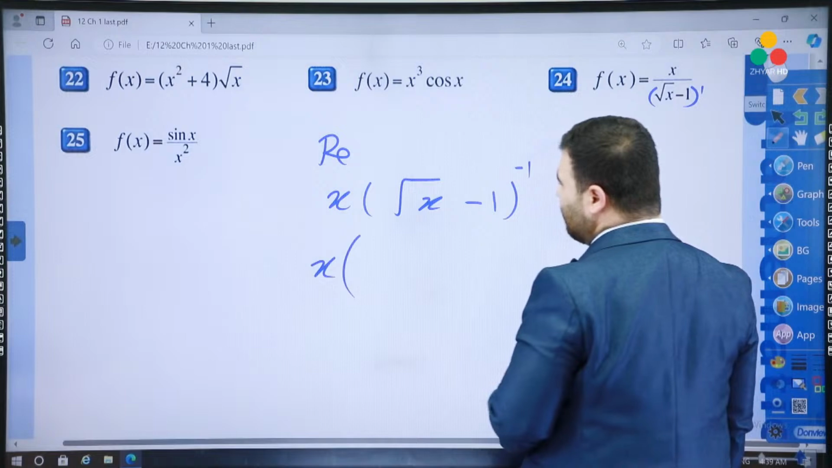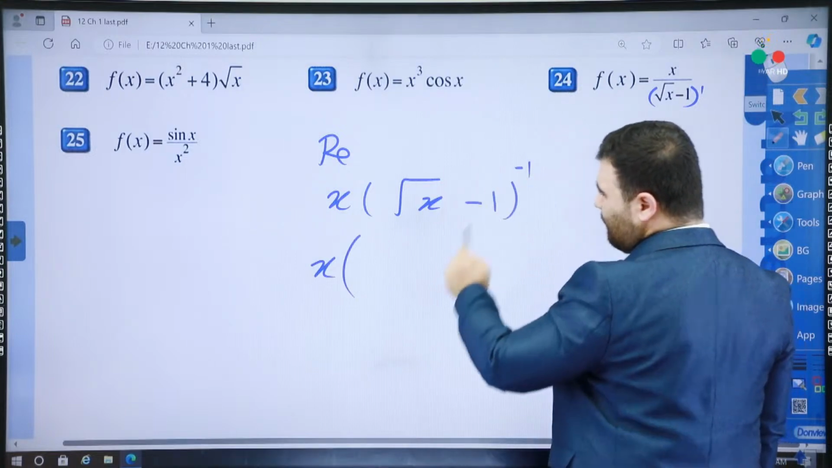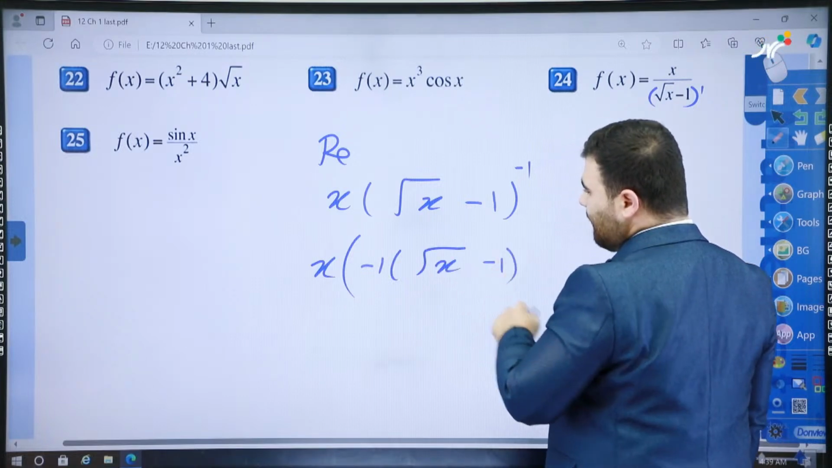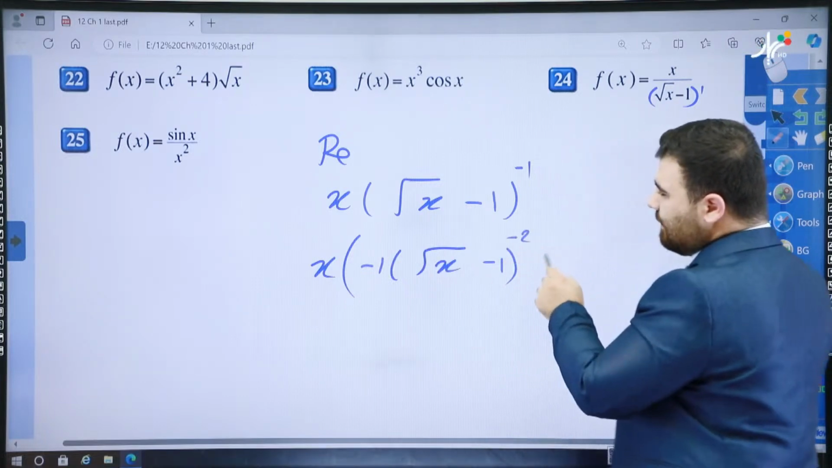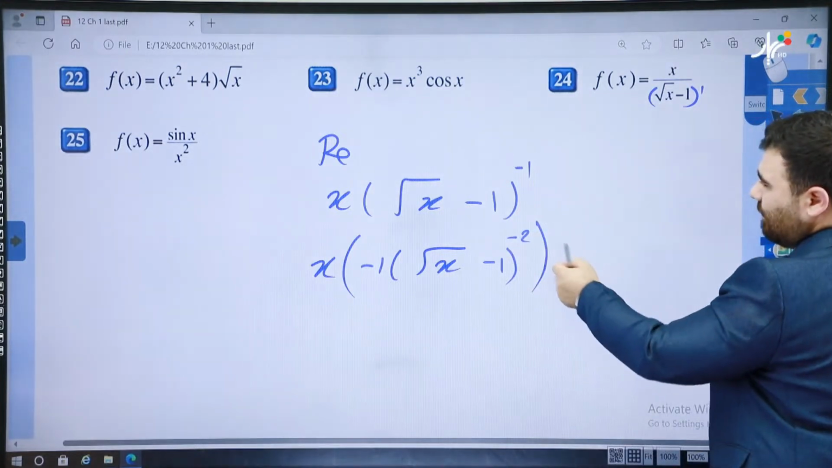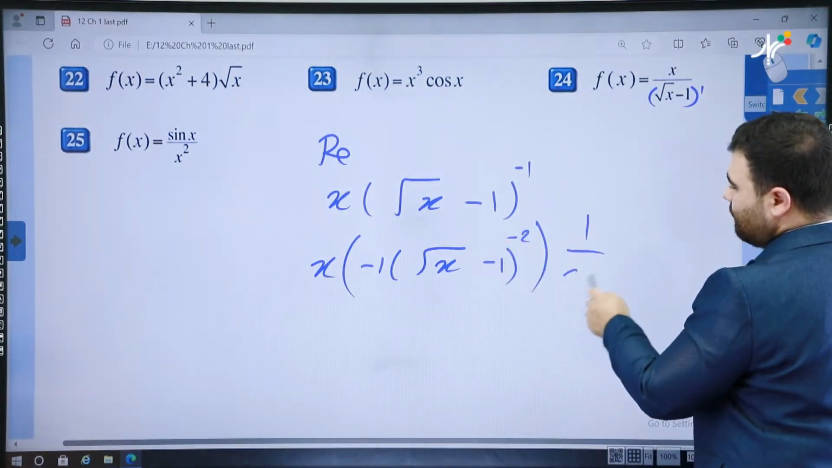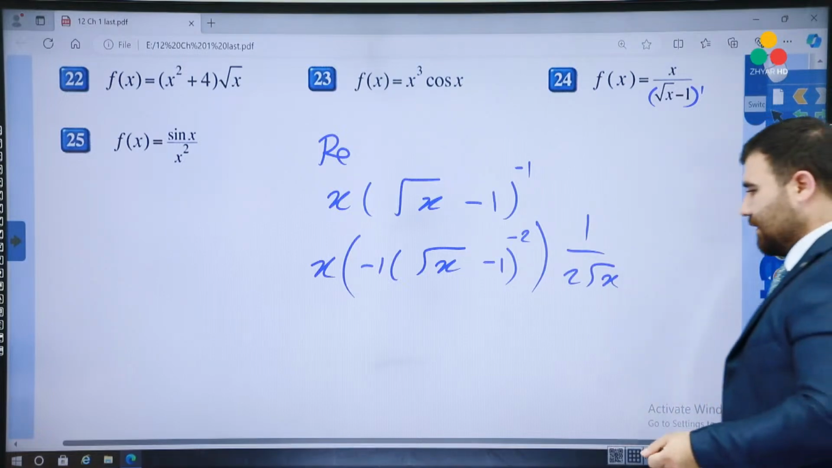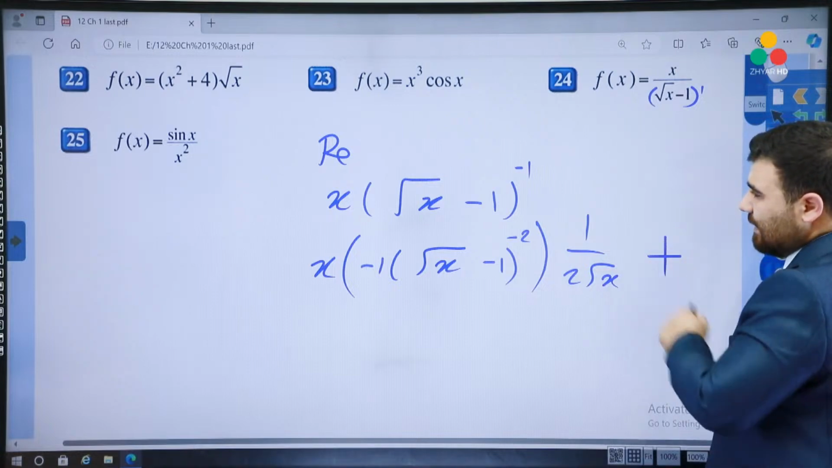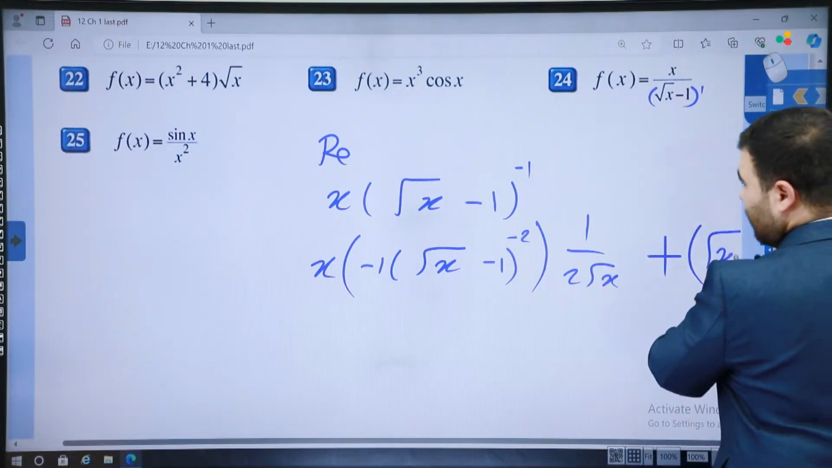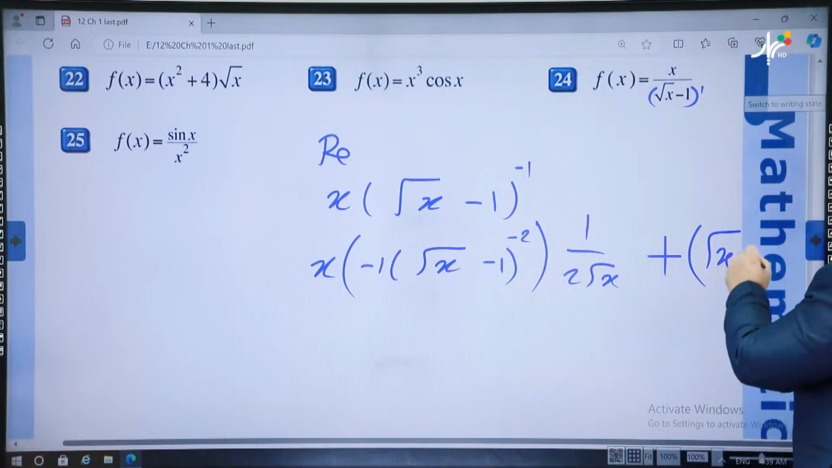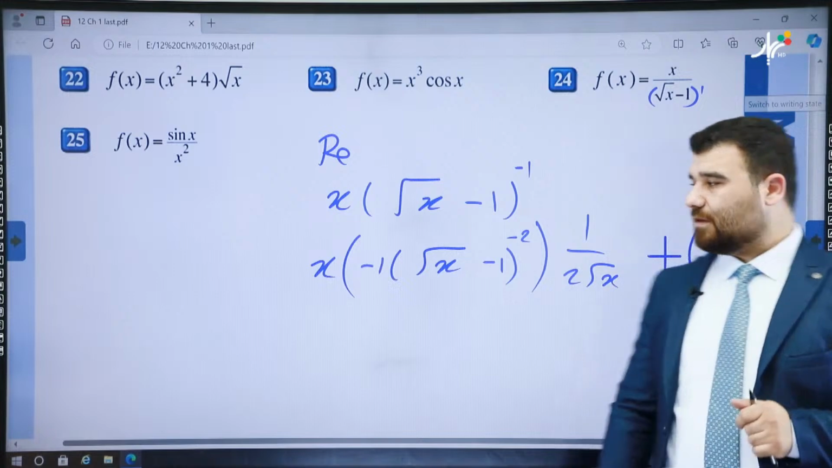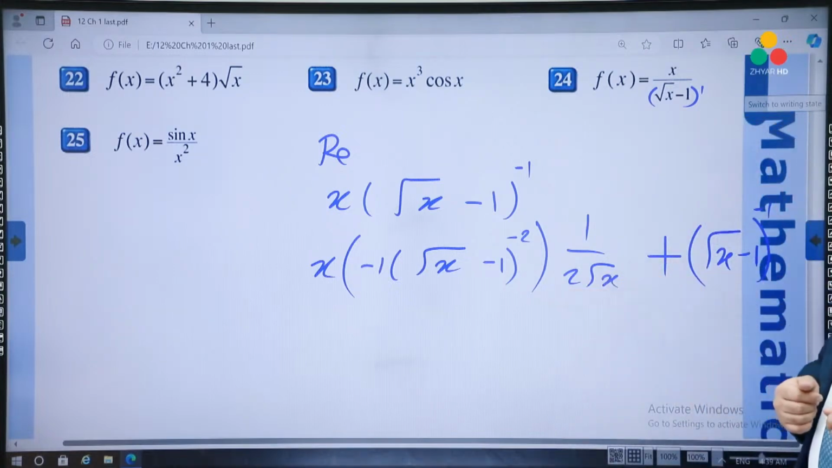First times derivative of second. Derivative of second is like power goes to the front, bracket as it is, power minus 1, times the derivative of inside. Derivative of inside is 1 over 2 square root x. Plus, its product rule should be plus. Second, which is square root x minus 1 power negative 1, times the derivative of first, which is just 1. I got this. There is simplification.